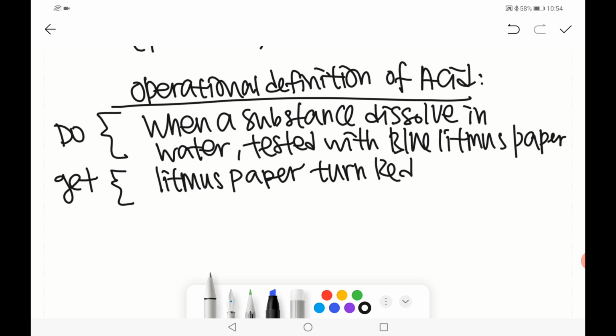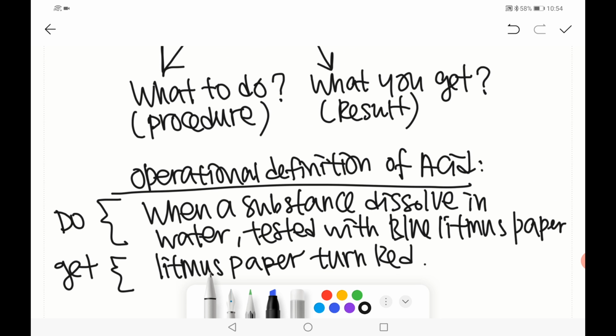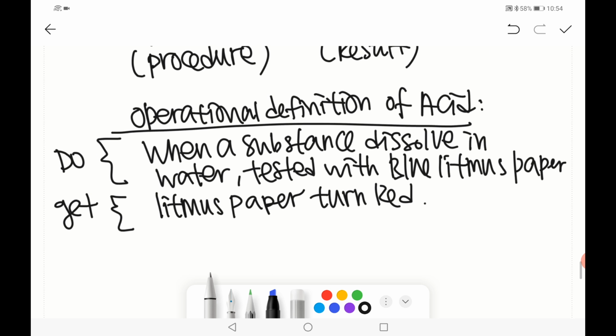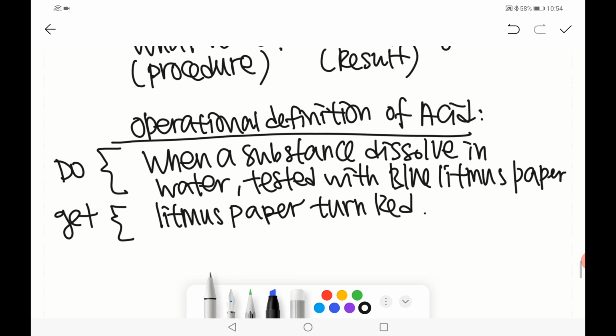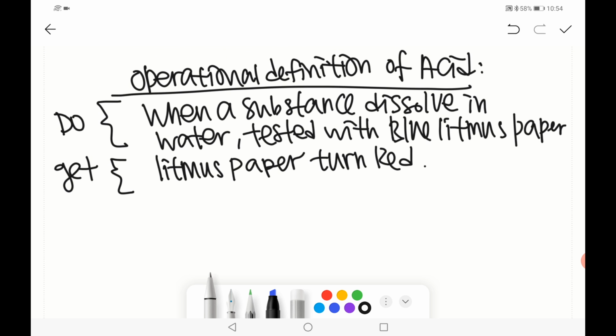So this is the operational definition of acid. You take a substance, dissolve it in water, you put in a blue litmus paper, and the litmus paper turns red. So you must tell people what you need to do to get the definition of acid and what you will get as a result when it is acid. Okay, so I will show you one more example.